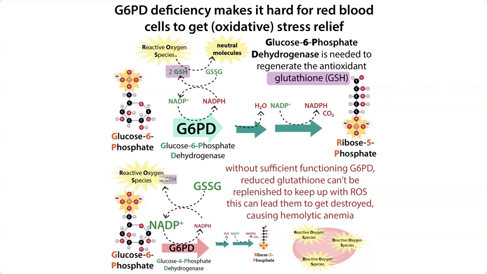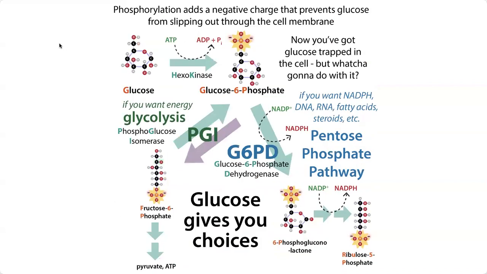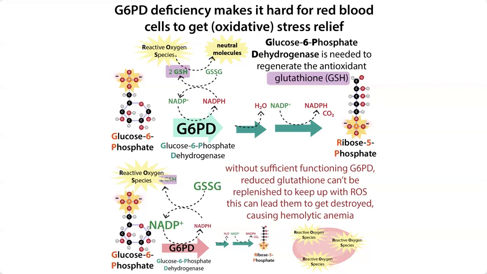So now, what's the pentose phosphate pathway? Well, I'm glad you asked, because that's the subject of today's lesson. We're going to talk about the pentose phosphate pathway, and we'll see why G6PD deficiency can be a problem.